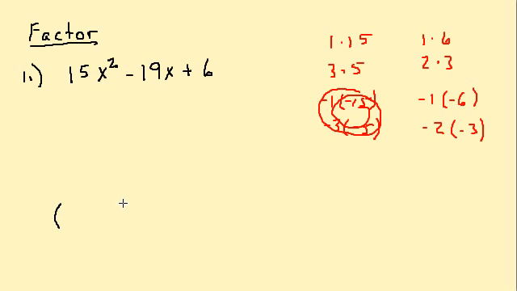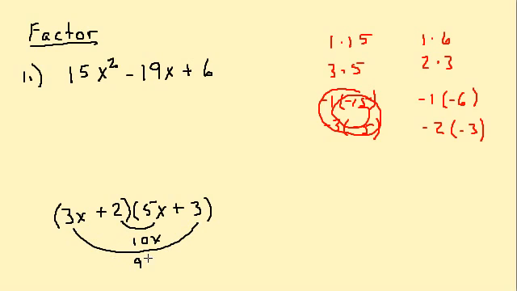Well, I'm going to use my two sets of parentheses down here. So I could try x and 15x, but I don't think that's going to work. So let's try 3x and 5x. And then I need to pick something over here. Now I know I'm not going to use the positive 1 and the positive 6, or the positive 2 and the positive 3. Well, let's just put in a 3 and a 2 and use the positive. Well, that's going to give me 10x, and this is going to give me 9x. Well, that's going to give me 19x, but it's positive and I need a negative.